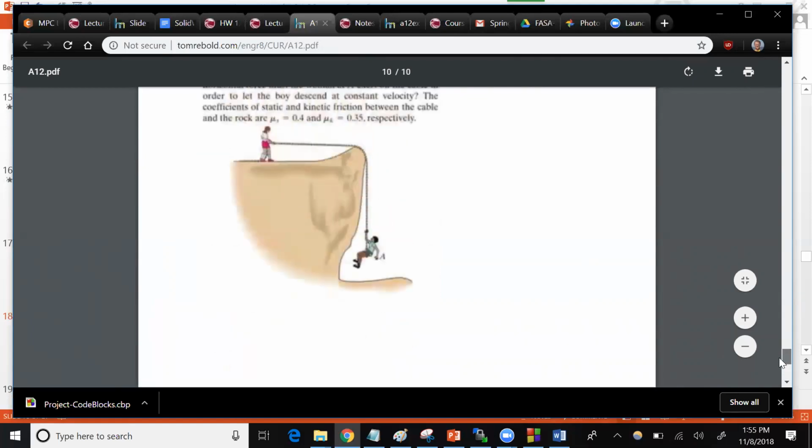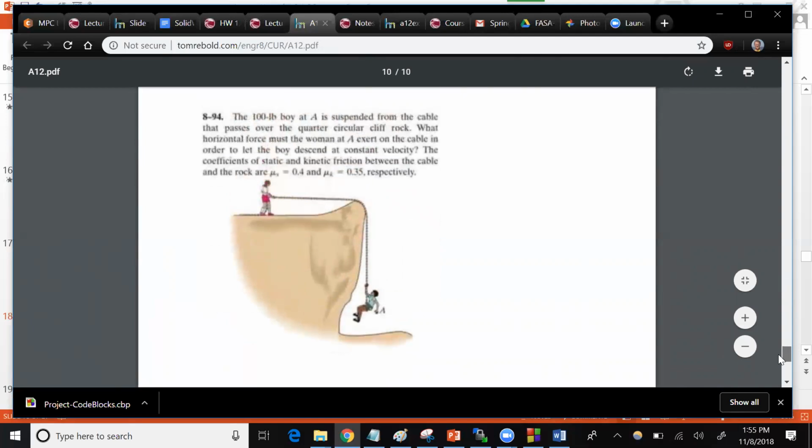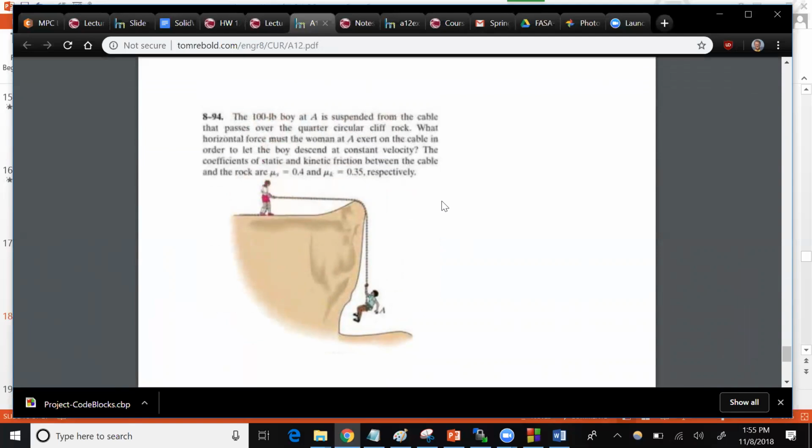The question is, what force does she exert to let the boy descend at constant velocity? So we're not even considering her shoes. Some variations of the problem consider the friction between her shoes and the ground, and whether she can pull him all the way up, or whether she can keep him from falling, that sort of thing. It was a lot of fun.